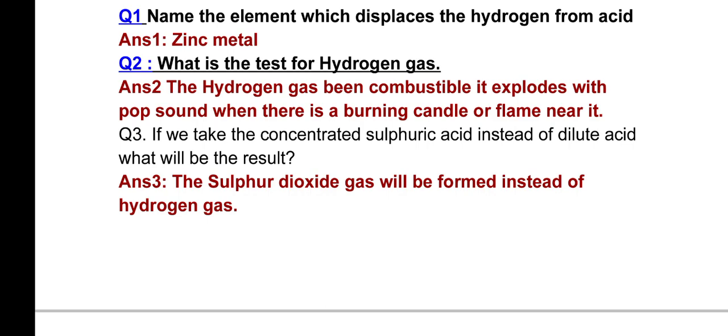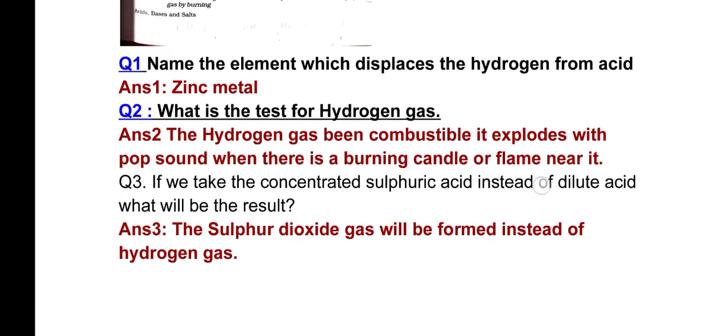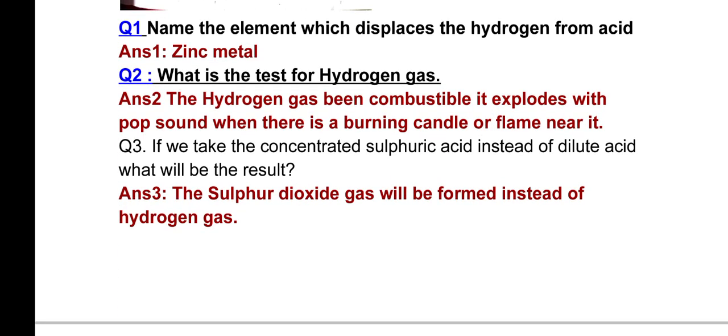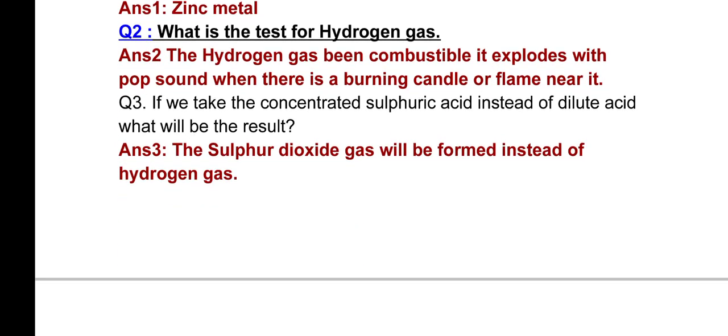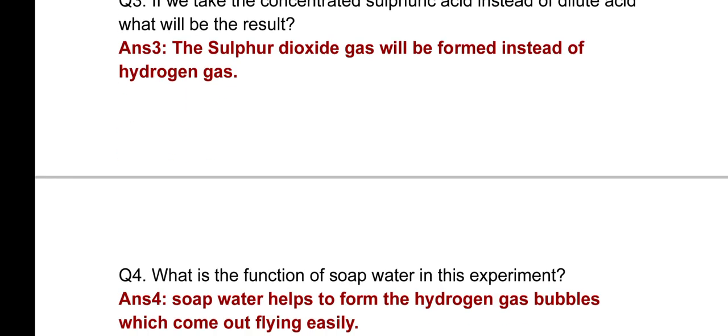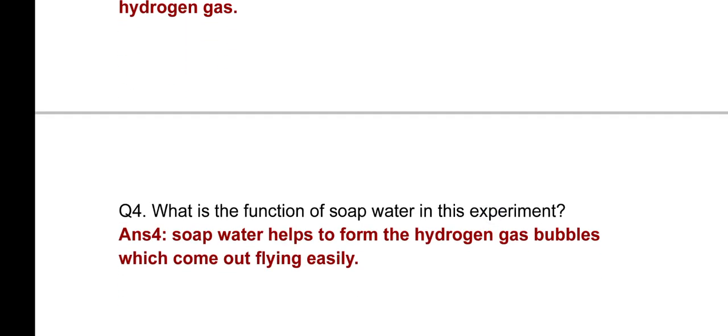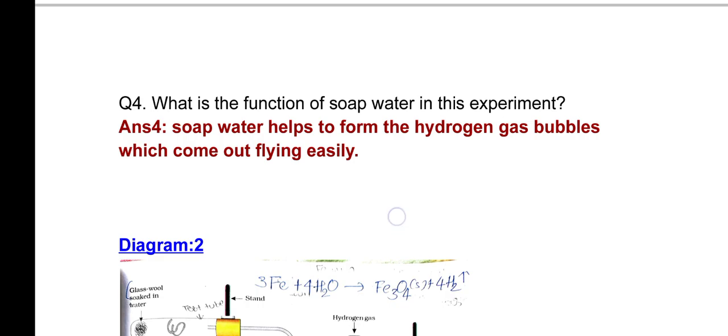Now the third question is, if we take the concentrated sulfuric acid instead of the dilute hydrochloric acid or dilute sulfuric acid, what will be the result? So the sulfur dioxide gas will be formed because it gets oxidized. So instead of hydrogen gas, we will see sulfur dioxide gas getting formed over there.